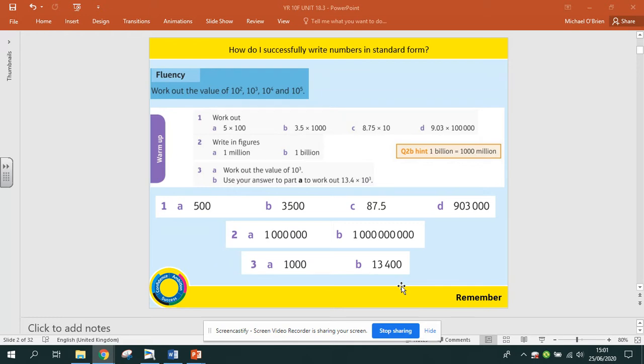Work out the value of 10 cubed. So 10 cubed is 10 times 10 times 10. 10 times 10 is 100. 10 times 100 is 1,000. So 10 cubed is 1,000. So use this to work out the value of 13.4 times 10 cubed. Well, it's the same as 13.4 times 1,000, which will be 13,400.